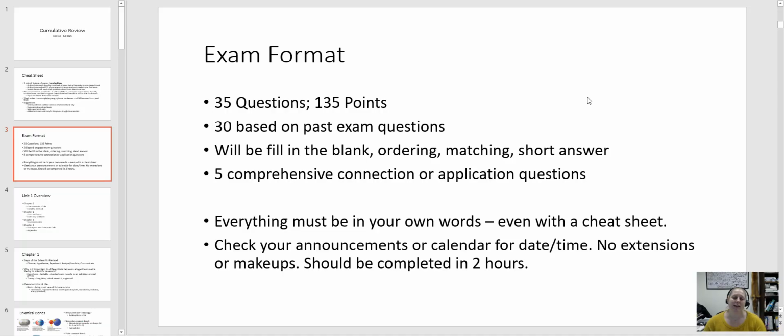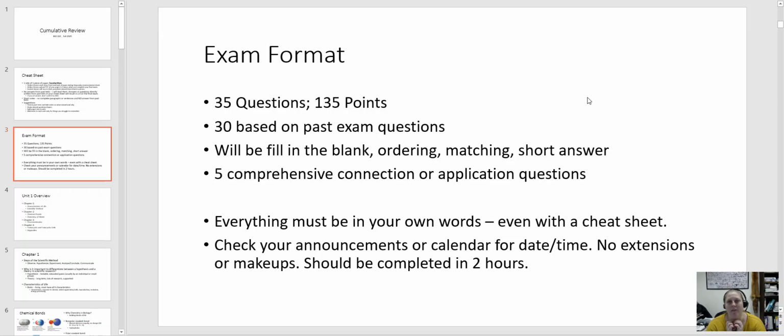Okay. Your exam format is 35 questions, 135 points. 30 questions are based on past exams. They might not be exactly the same as what you've seen, but they will be a similar format. Same format as the exam, with fill in the blank, ordering, matching, and short answer.